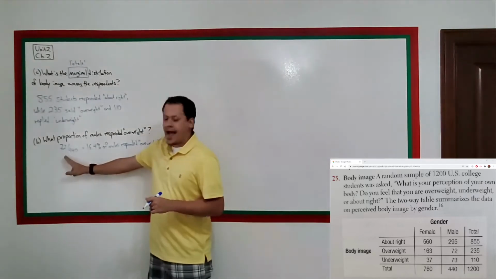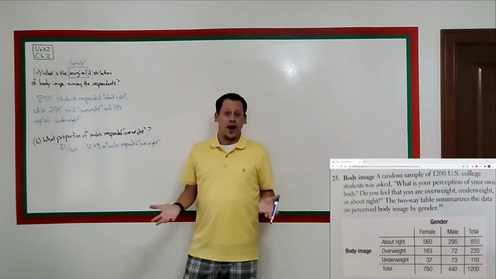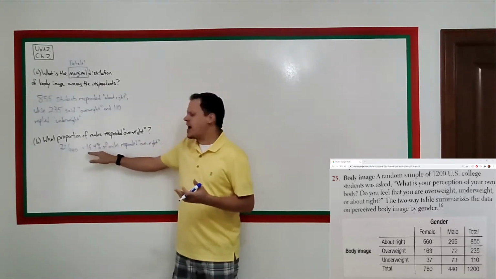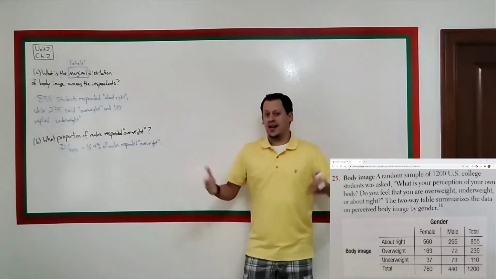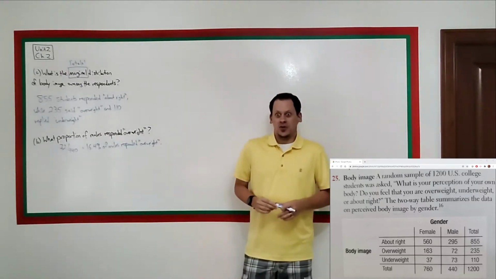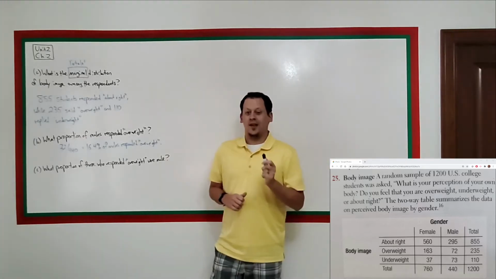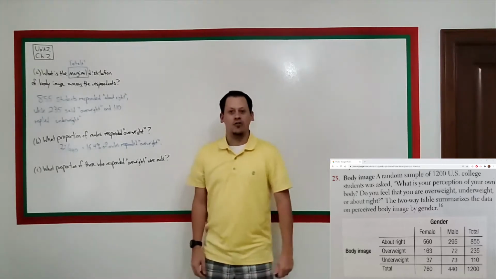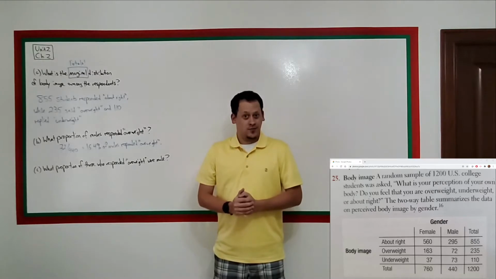You could have just left that as the fraction. That is technically correct. But as usual, if it asks for a proportion, I'm usually going to report that as a percentage because that is most easily digested among the general public. Part C. Part C asks, what proportion of those who responded overweight were male? Try it out.